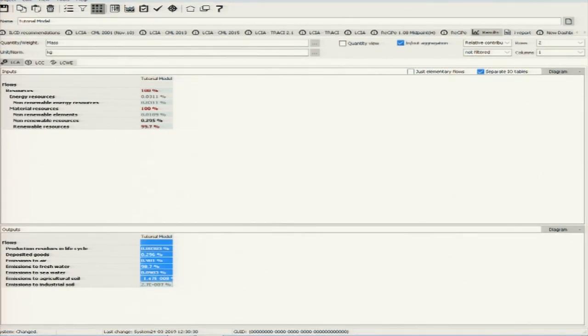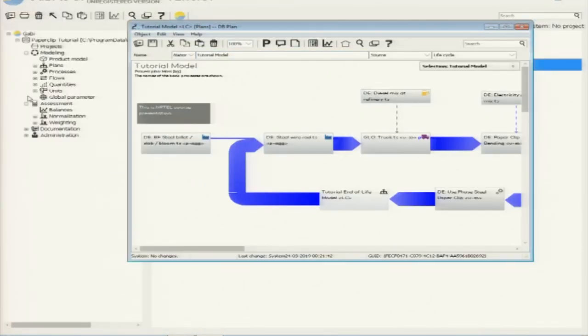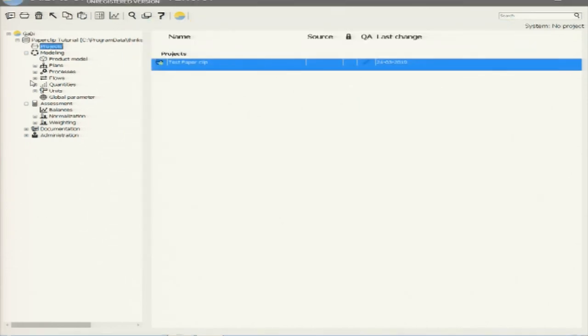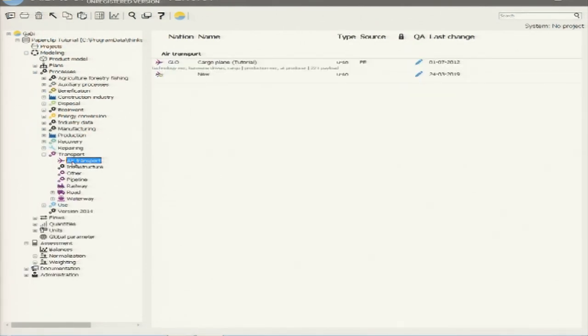The task that I would like to give you today is this. This is the truck. The steel wire rod is transported through truck. Try to see the impact using this truck, and also you can change this. You can put the transportation by air, like a flight bringing the steel wire rod to the bending process. In that way, you can find it here. In processes, you will find transport. Transport is air transport, that is cargo plane.